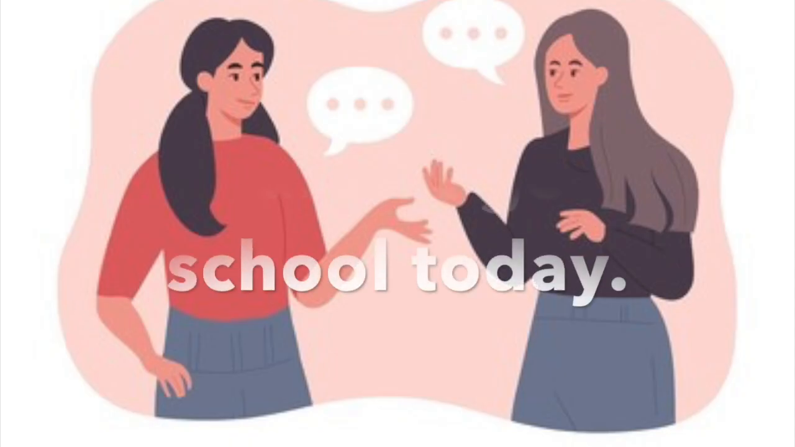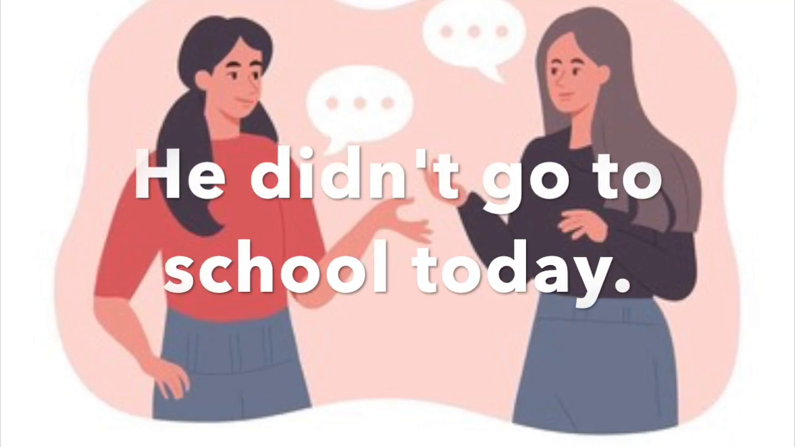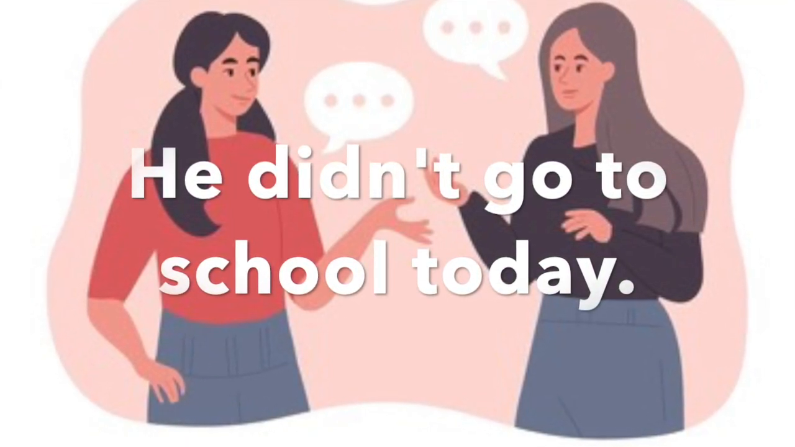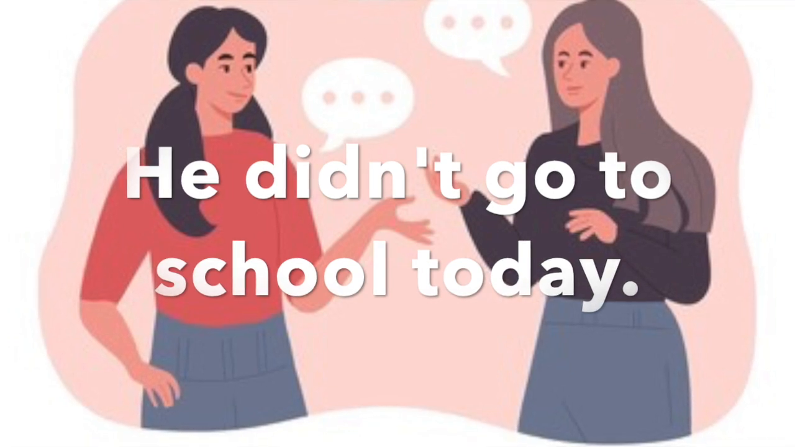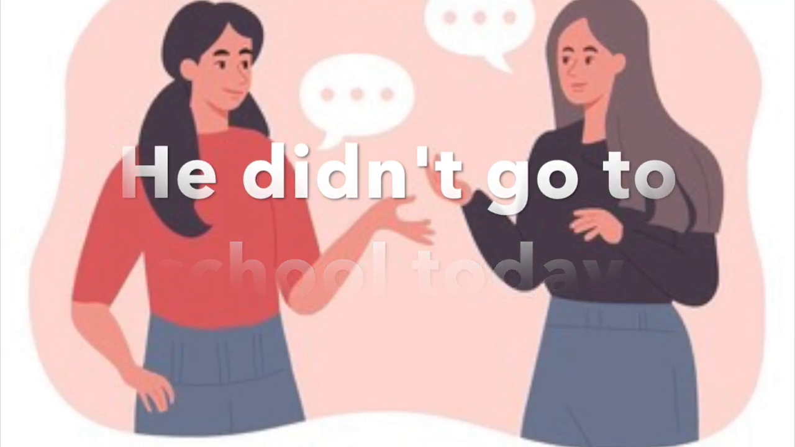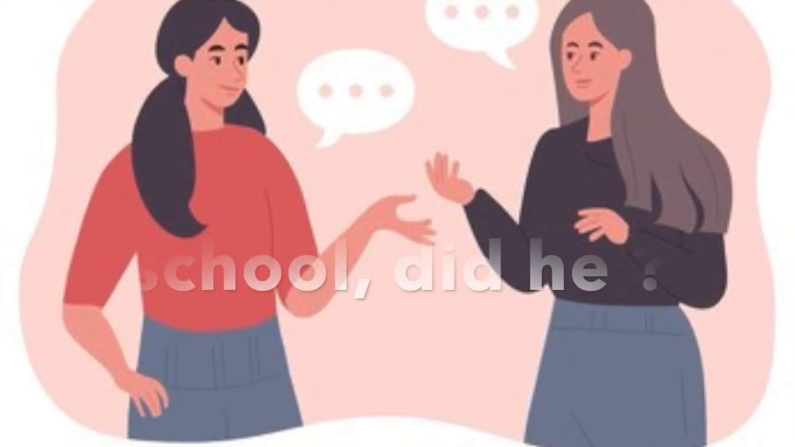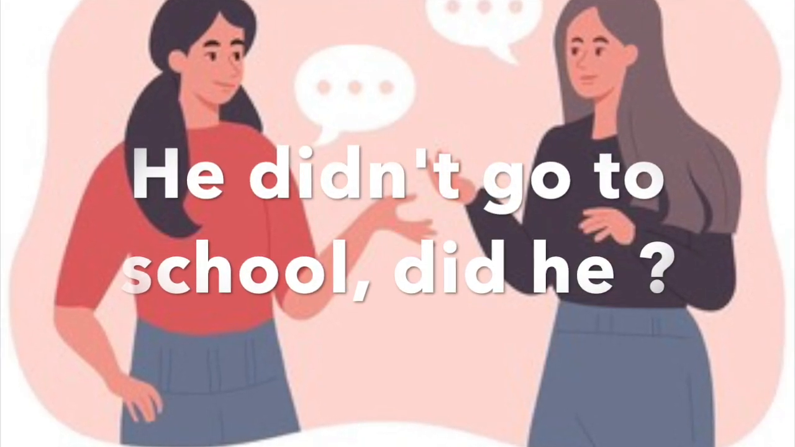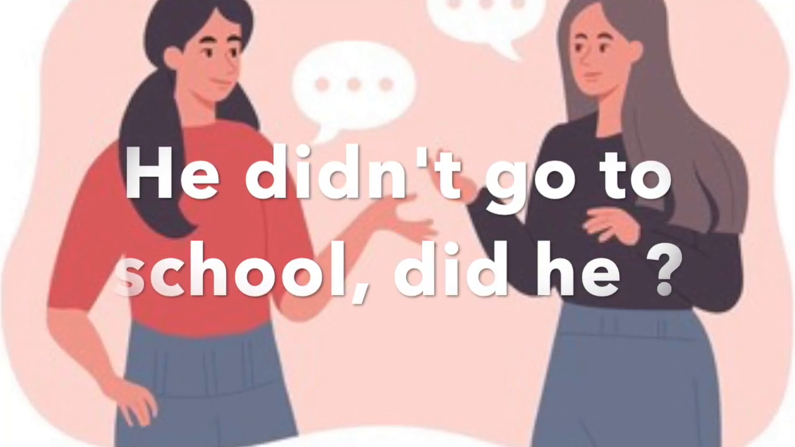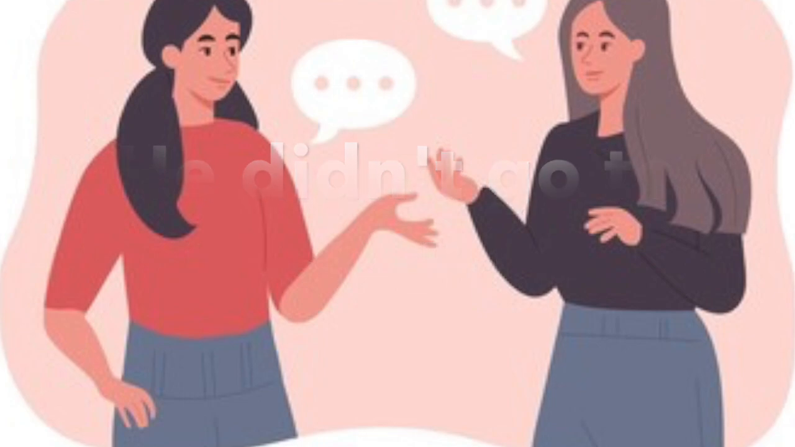Let's take another example. He didn't go to school today. Now see, the verb is didn't, past tense. So the answer will be, when we are adding question tag, he didn't go to school, comma, did he? And put a question mark.